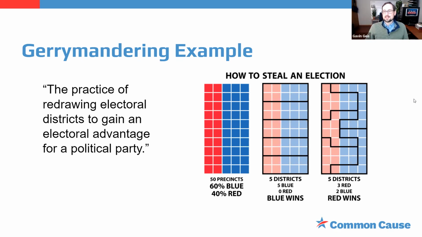But then how you draw the districts matters. Here, if we draw 5 districts of those 50 precincts, look, we can have blue win every single time. On the other, draw 5 districts again, and it matters how you draw it. You either get majority red or majority blue, which goes to show that the layout of the people, the count of the people in an area, can actually be skewed using the gerrymandering process.